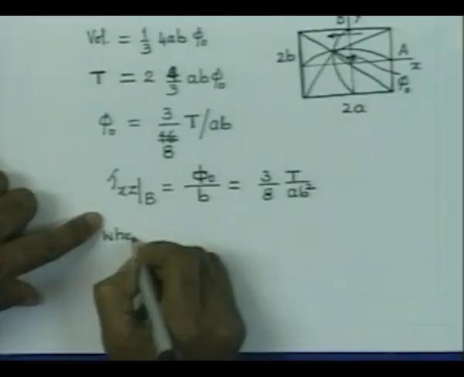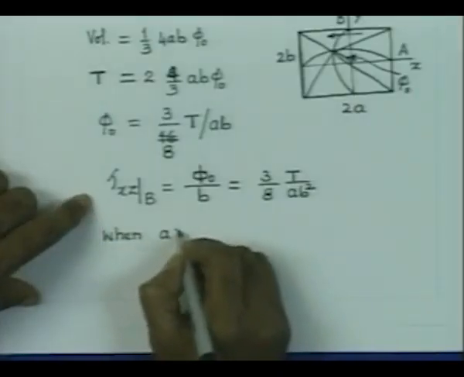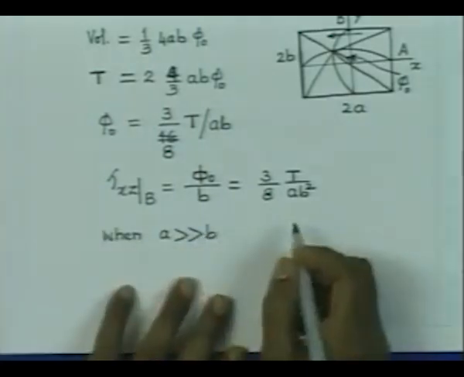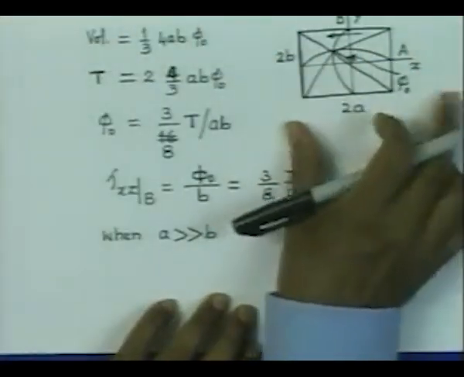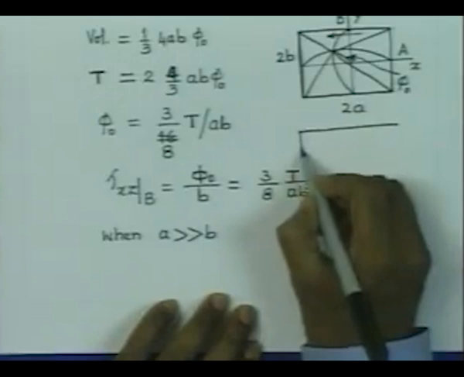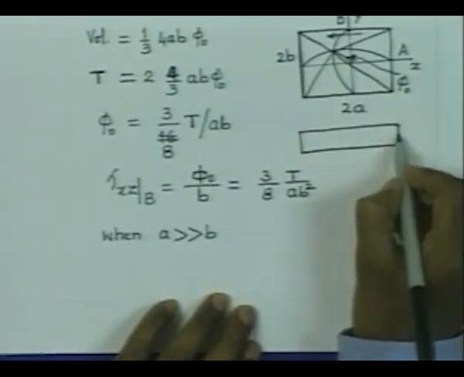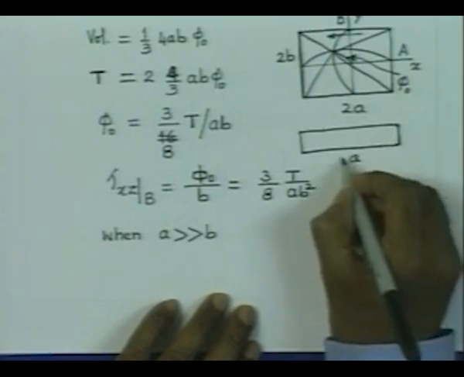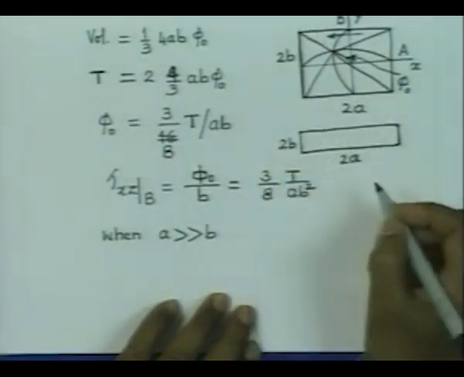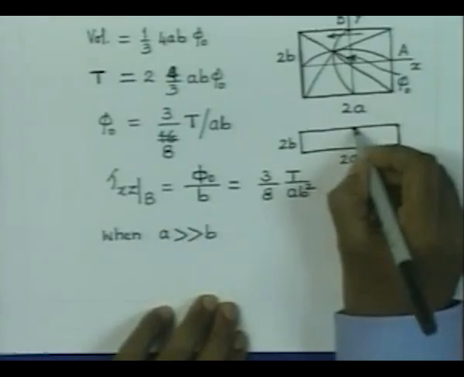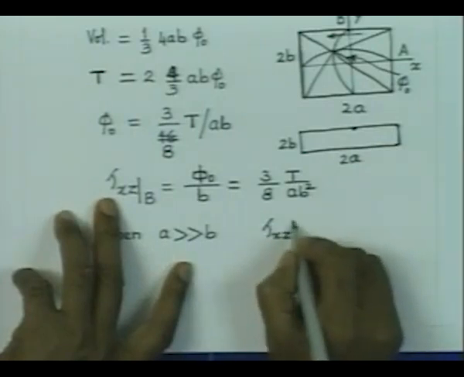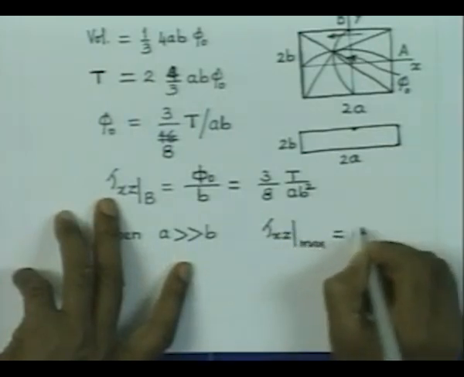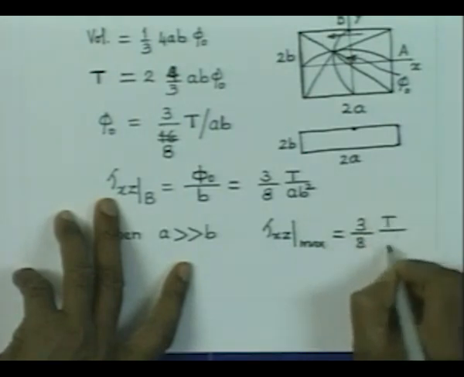When A is very large, in fact, when you are trying to think of this cross section as elongated in this direction, it becomes a narrow cross section like this. So, here A is very large compared to 2B, then you are going to get the maximum stress at this location, and that is this value, tau xz maximum is equal to 3/8 T by AB square.